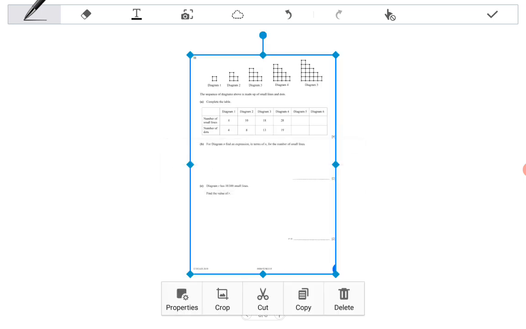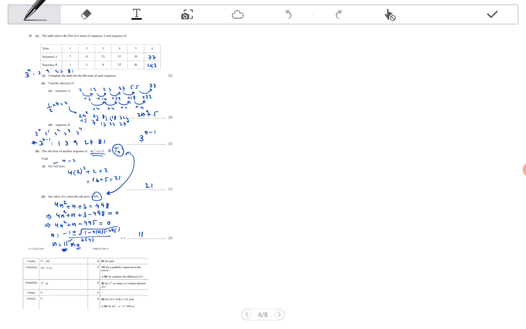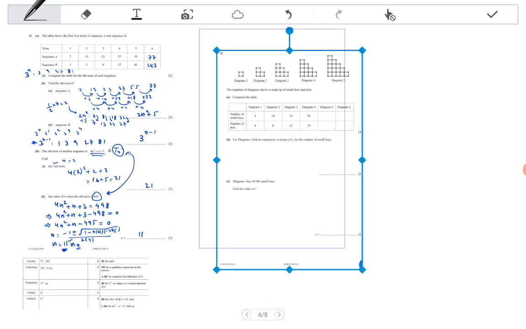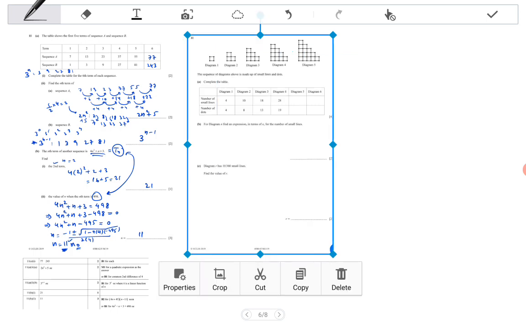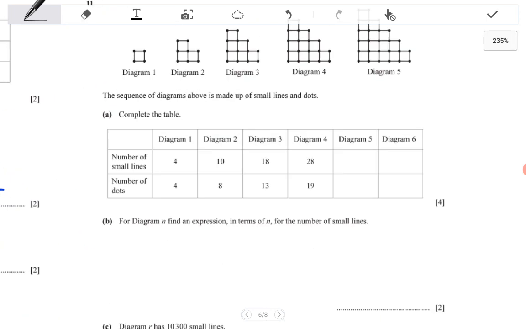Now it is going to be pasted. Yes, it is here. I should cut it from here and place it on the same page where I was working. So this question comes here. Now I have to solve this question.